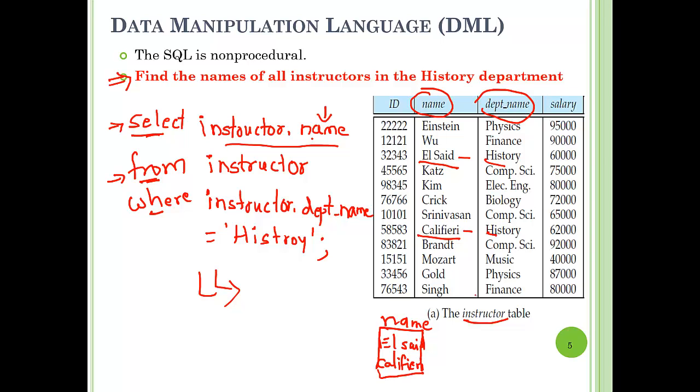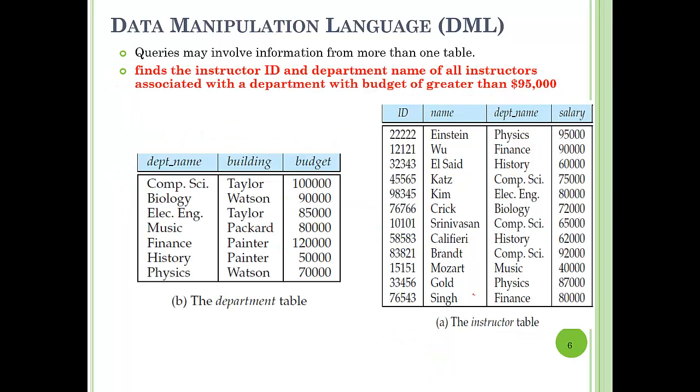So data manipulation language, manipulating the data. Manipulation does insertion of information, inserting the information into a table, retrieving it from the table, deleting it from the table, and modifying it within the table. So this is the query fired on the single table.